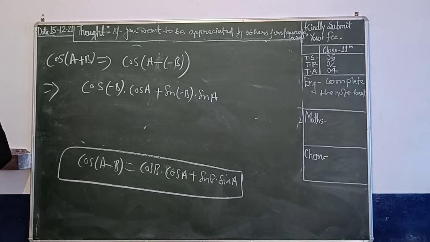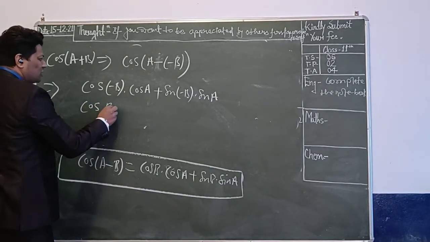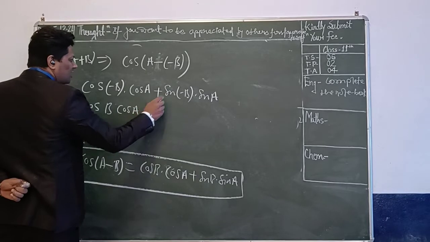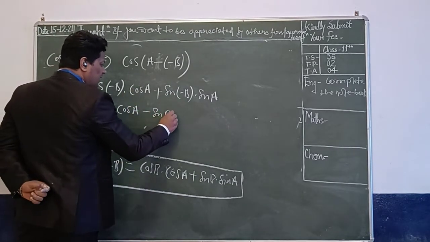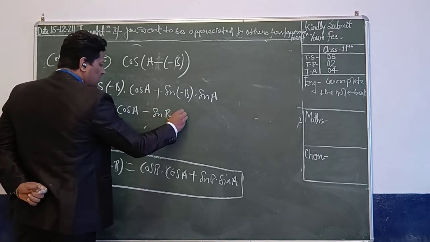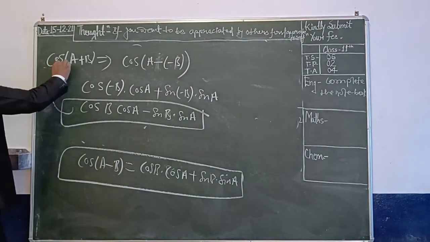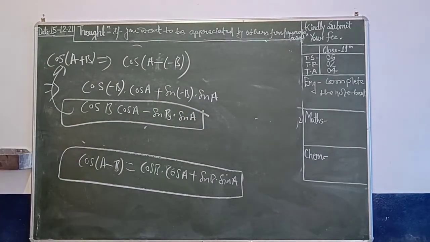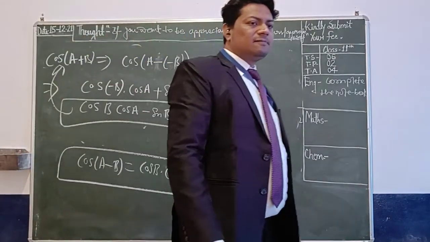As I told, cos minus x equal to cos x, and sin minus x equal to minus sin x. Is it clear? We have to do that. It will be cos A cos B minus sin A sin B. This one is the formula for cos A plus B. Is it clear? Cos A plus B equal to cos A into cos B minus sin A into sin B. Is it clear?